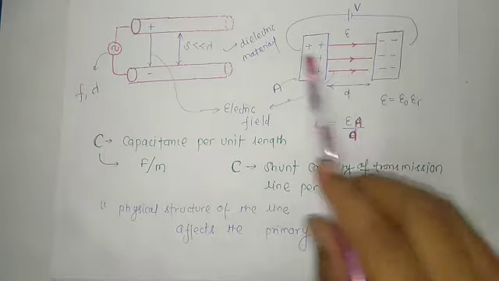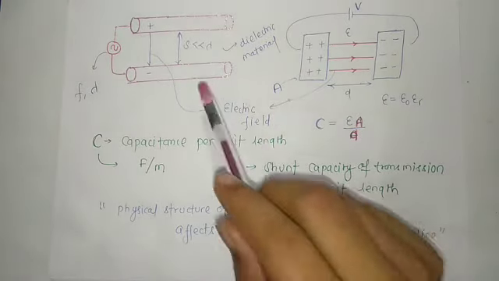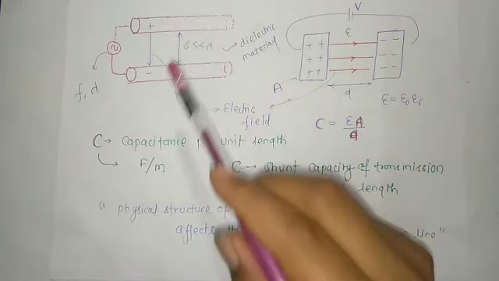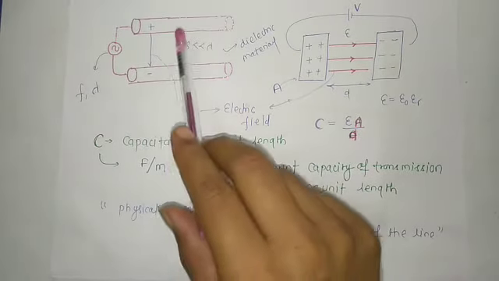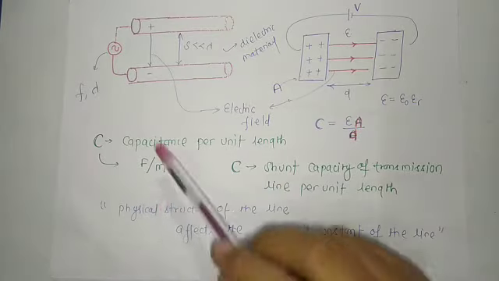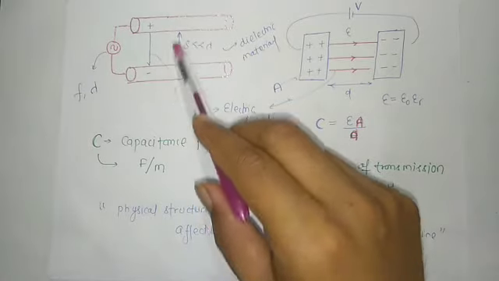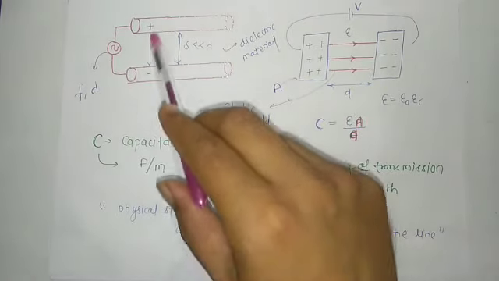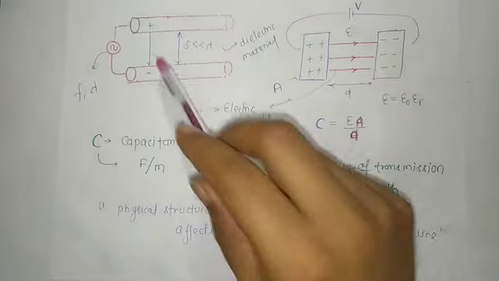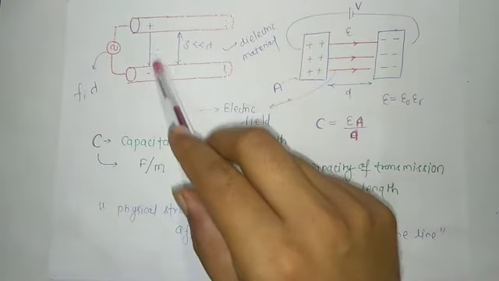So you are getting the same kind of situation in the transmission line. It means the capacitance is generated between these two conductors. This capacitance is generated because of these two conductors and the electric field, so this capacitance will always be in the shunt or parallel form.